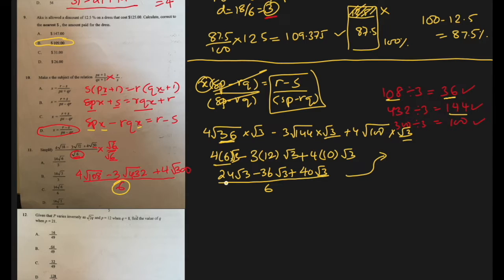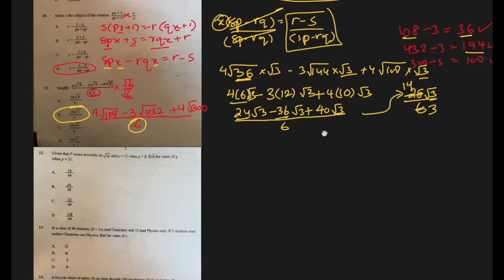Let's see what it gives us. 24 minus 36 is minus 12. Minus 12 plus 40 will be 28 square root 3 over 6. So can we cancel this somehow? Yes, we can. 14 and 3, right? Divided by 2, both of them. 14 square root 3 over 3. B is the answer in this case.